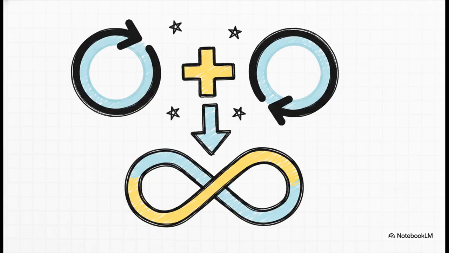Now what about loops? When you have sequential loops, you add them. If you write a loop like for x in A, and then you follow it up with a totally separate loop for y in B right after it, their complexities just combine. An O(n) loop plus an O(m) loop gives you a total complexity of O(n plus m). They don't multiply because they're just happening one after the other.